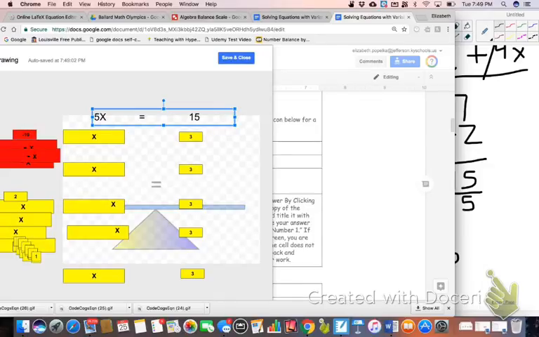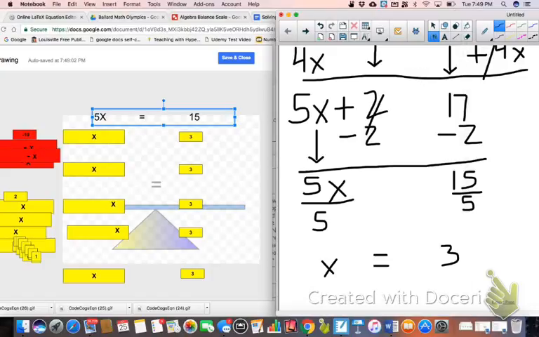Every one of these little x's has to be equal to 3. If I'm counting it right, it would have to be 3, 6, 9, 12, and 15. So I've actually used a model to explain why x must be equal to 3 if 5 of them balances out to 15. So my final answer is x is equal to 3.